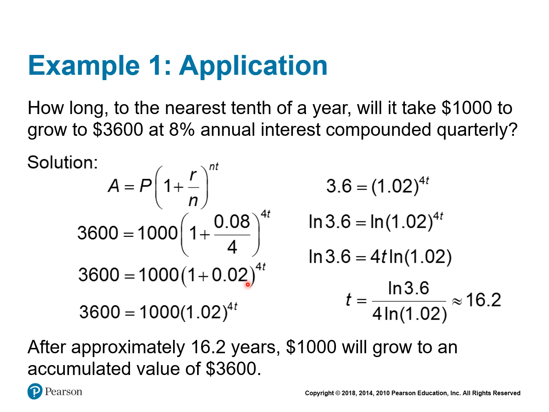All right. So that's what the problem is about. The question is asking, how long will it take for $1,000 to grow to $3,600 at an 8% interest rate compounded quarterly? Now this word quarterly is very important. Let me just explain what this means.